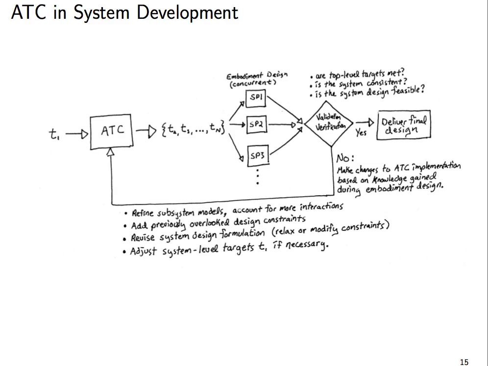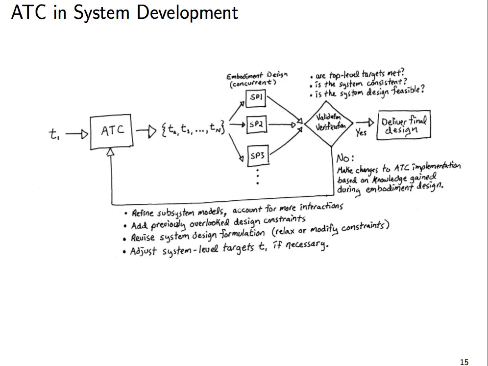This diagram provides some context for how ATC may be incorporated into the broader system development process. At the left, we provide the top-level targets to the ATC process, which then outputs a set of subsystem targets. Design groups then work concurrently to develop systems that meet these targets, with the idea that if the targets are met, the interactions between subsystems will have been accounted for, and the result will be a consistent system that meets top-level targets. Because ATC is based on approximate models, the actual system design may not meet top-level targets.